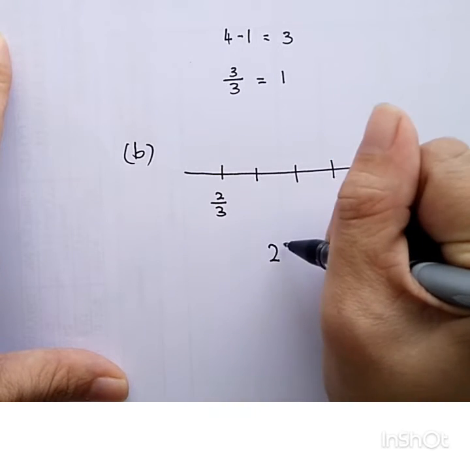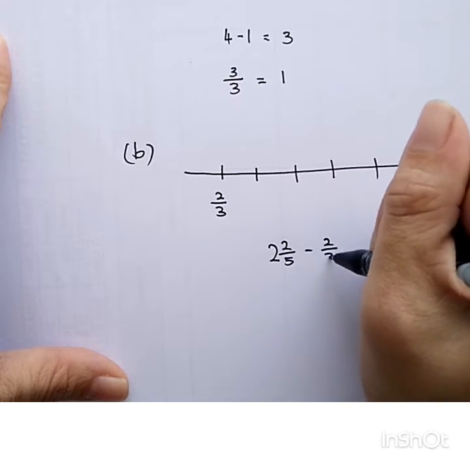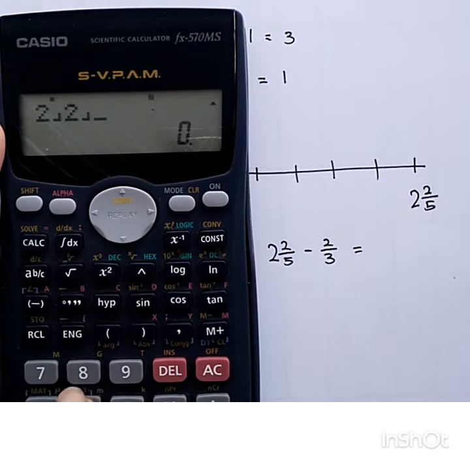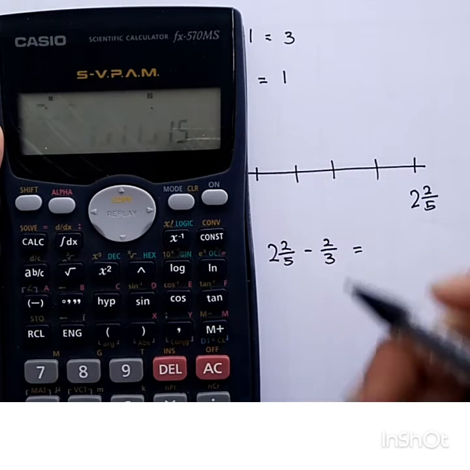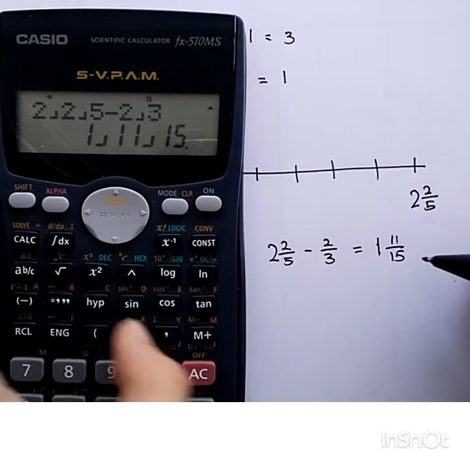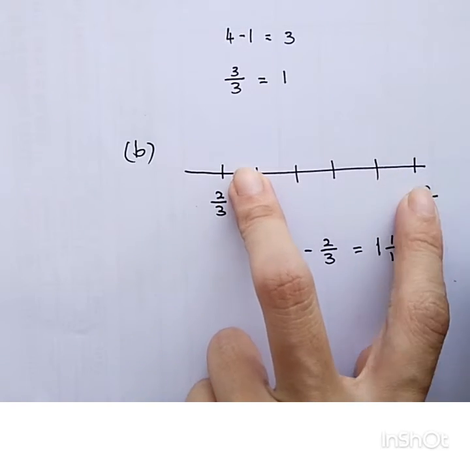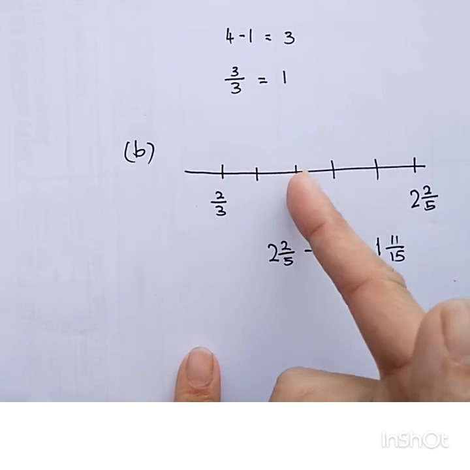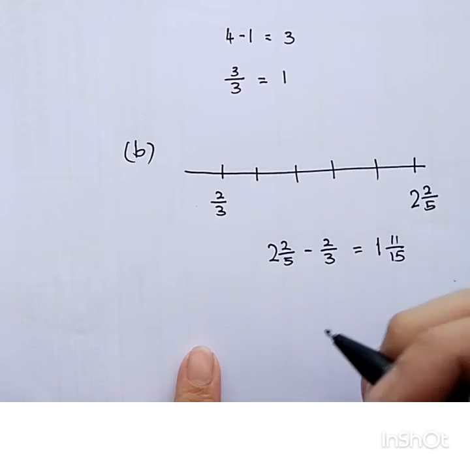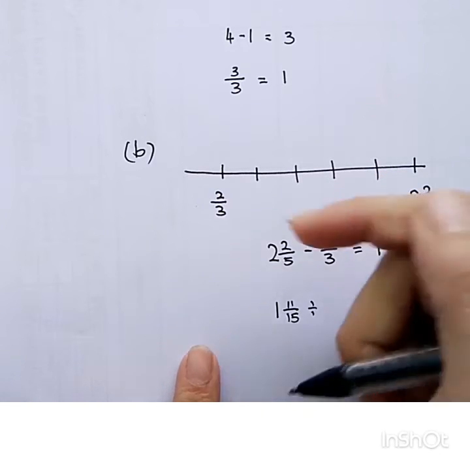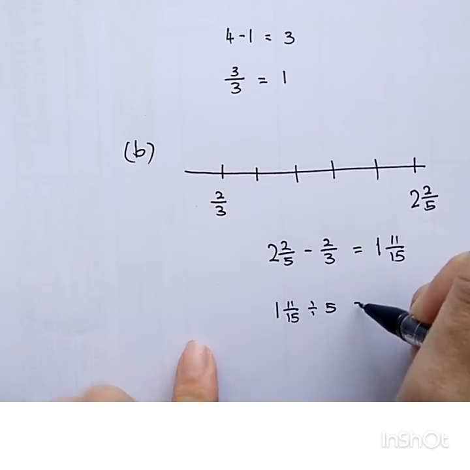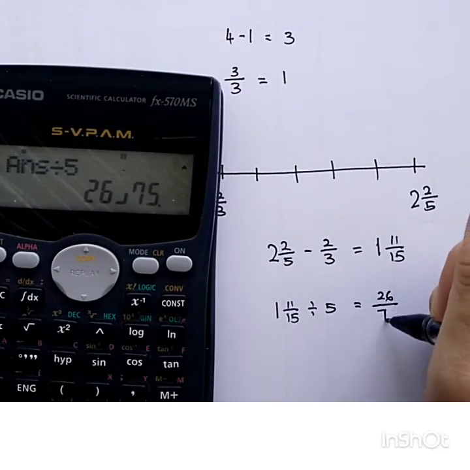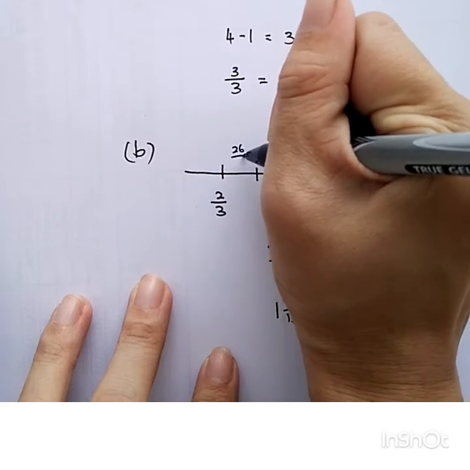First step, 2 and 2 over 5 minus 2 over 3. I'm going to use my calculator to get my answer. The answer will be 1 and 11 over 15. This is the difference between these terms. I need to find the difference in the first column, and all the columns are equal. So I'm going to use 1 and 11 over 15 divided by 5. When I divide by 5, one column is equal to 26 over 75.